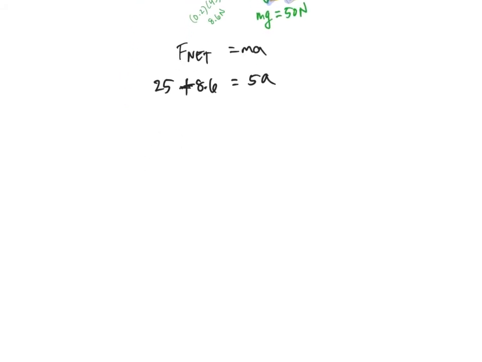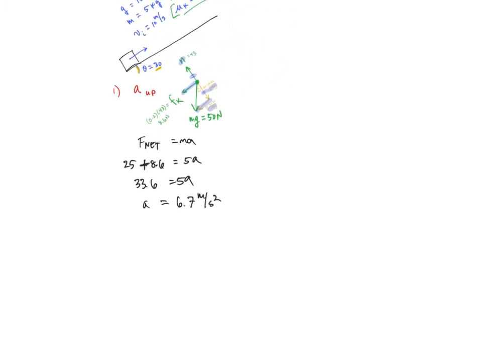All right, so this gives me 33.6 equals 5A. Which means A is going to be something on the order of 6.7-ish meters per second squared. You can figure out the exact values on your own if you have a calculator handy. All right.